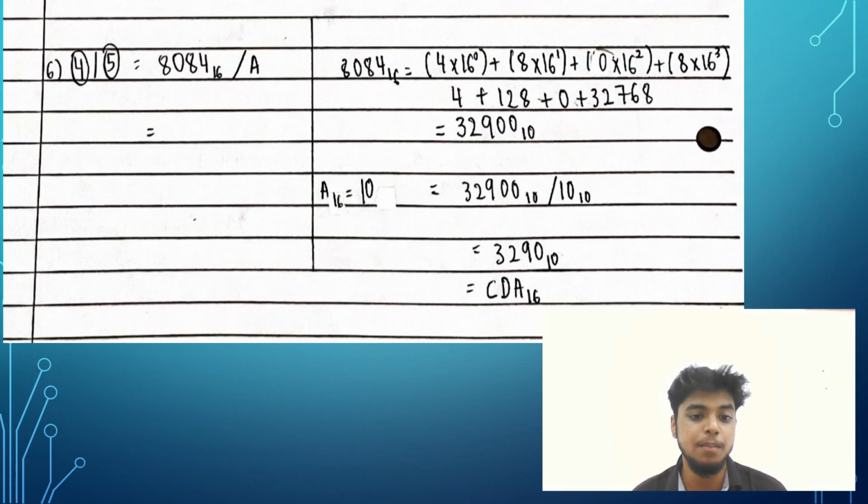Okay, the last step of the manual calculation is step 4 divided by step 5. Firstly, switch 8084 from hexadecimal to decimal, which is 32,900, and A from hexadecimal to decimal is 10. The last step is dividing the operation, which is 32,900 divided by 10, which is 3290. Lastly, convert it to hexadecimal, which ends up as CDA.